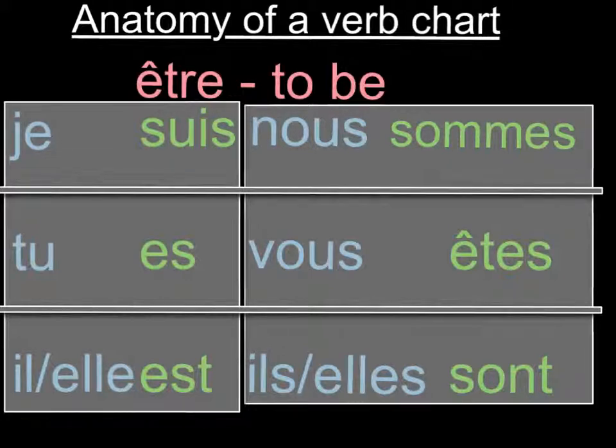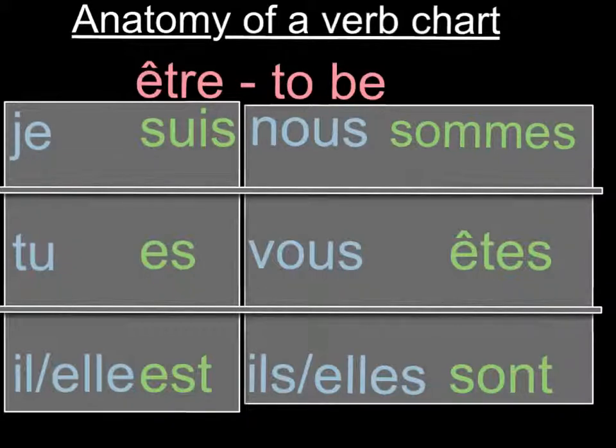So here we have a French verb chart, and we can see all the conjugations of the verb to be, être. Okay, so we're going to talk a little bit about this, but first let's start with what are the conjugations of être. So in order to say I am, you say je suis. Je suis. In order to say you are, you say tu es.